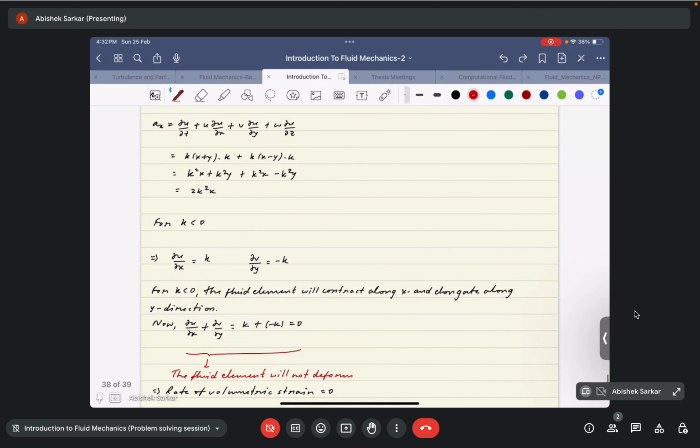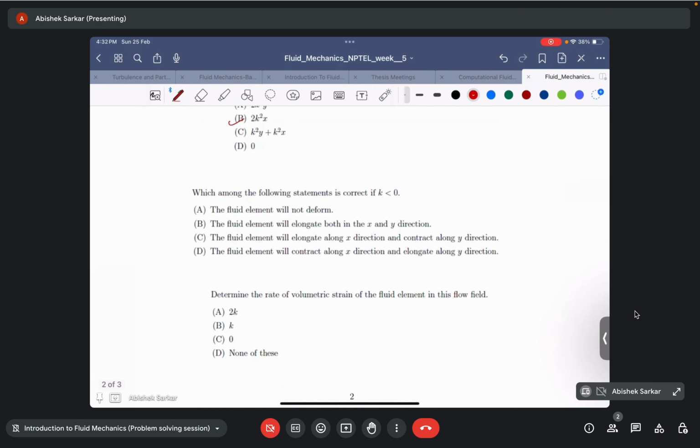So the next question is, which among the following statements is correct if k is less than 0? The options are: the fluid element will not deform, the fluid element will elongate in both x and y direction, the fluid element will elongate along x direction and contract along y direction, and the fluid element will contract along x direction and elongate along y direction. From the options itself, you are getting an idea that you need to find the linear strain rates along the different directions, x and y specifically, because the z component of velocity is 0, right?